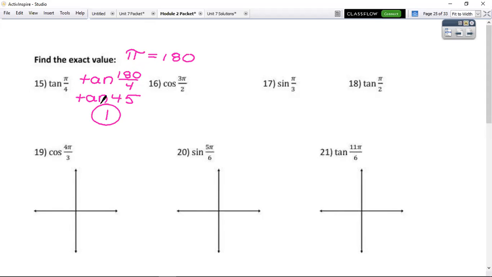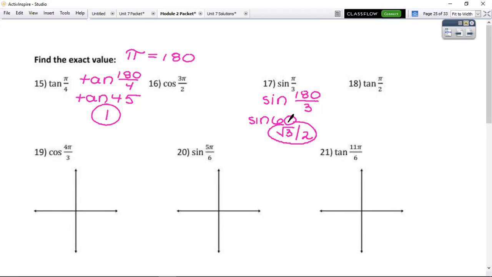I'm going to skip 16. We'll do 17. So 17, pi over 3. So this is like saying sine of 180 over 3, which is the sine of 60, which is equivalent to radical 3 over 2. Special right triangles.